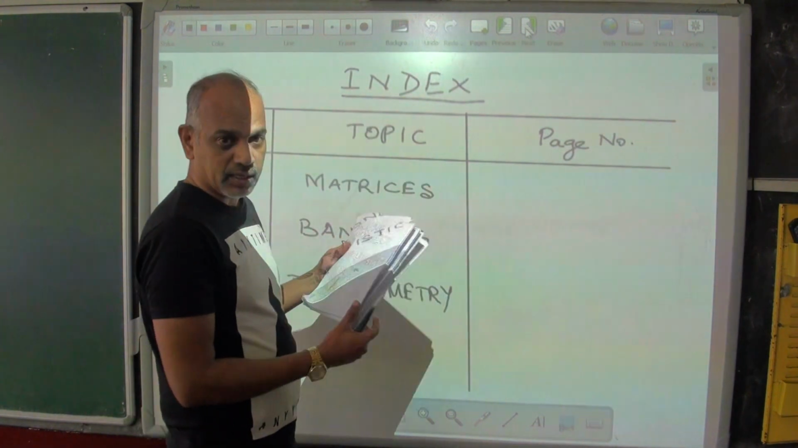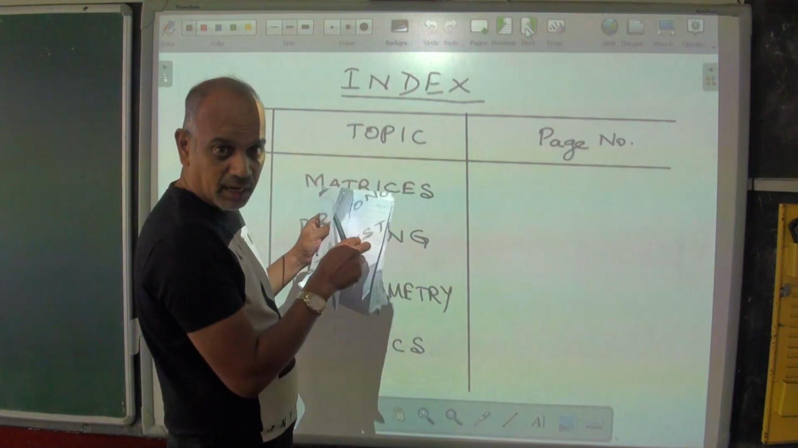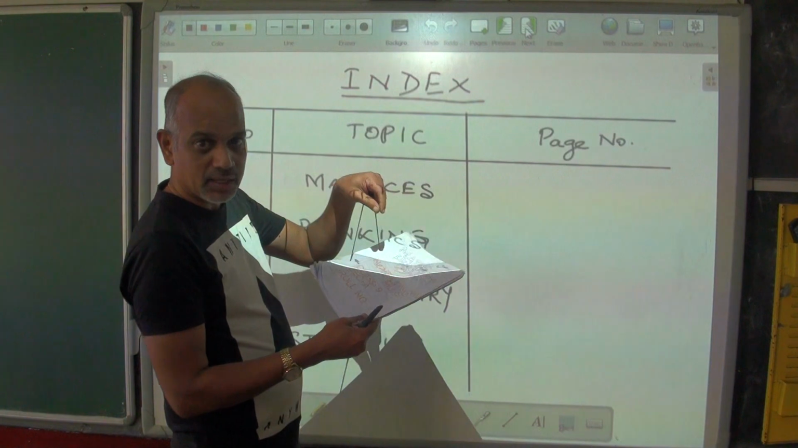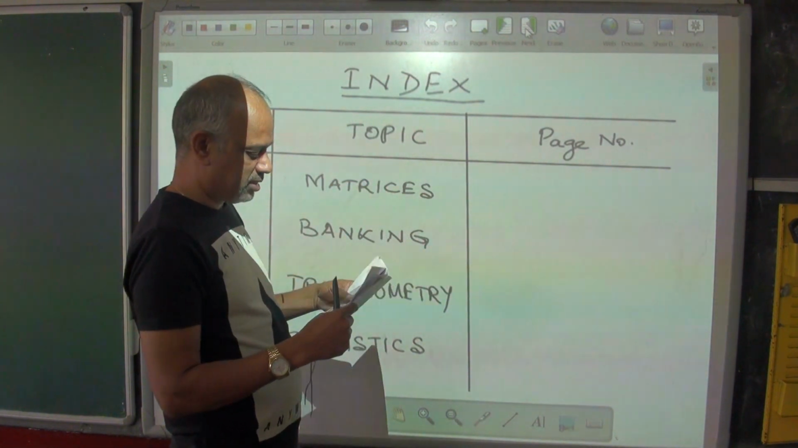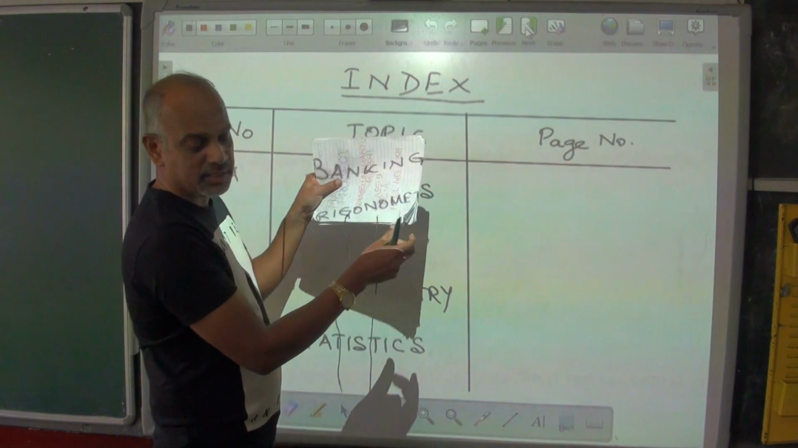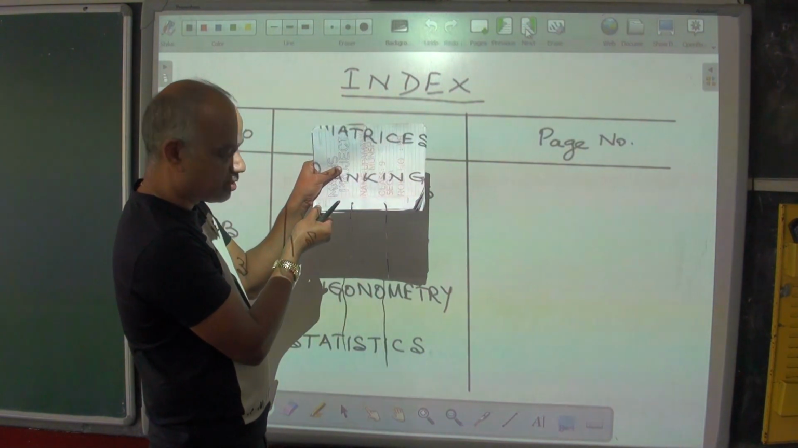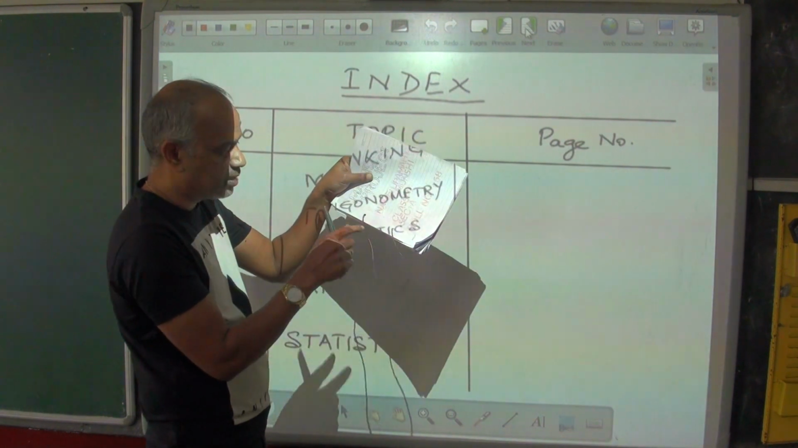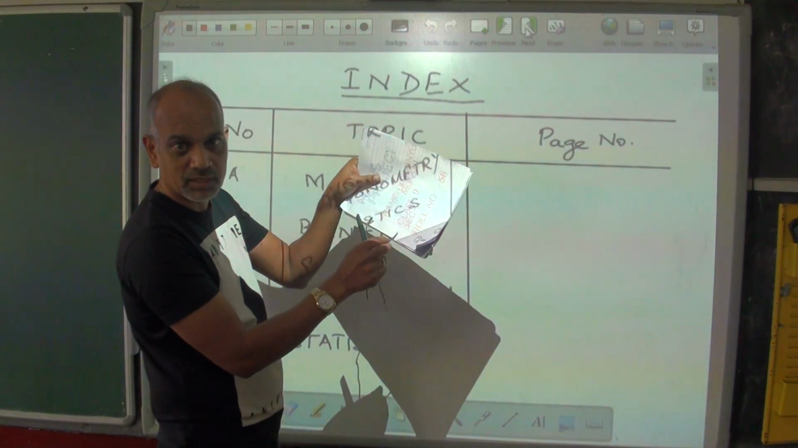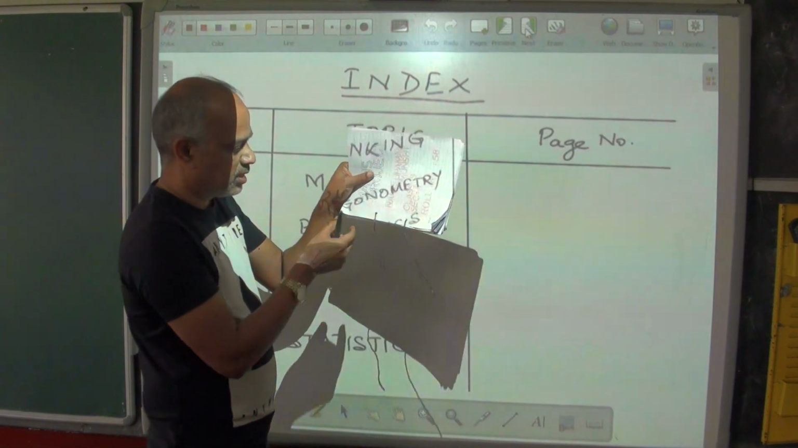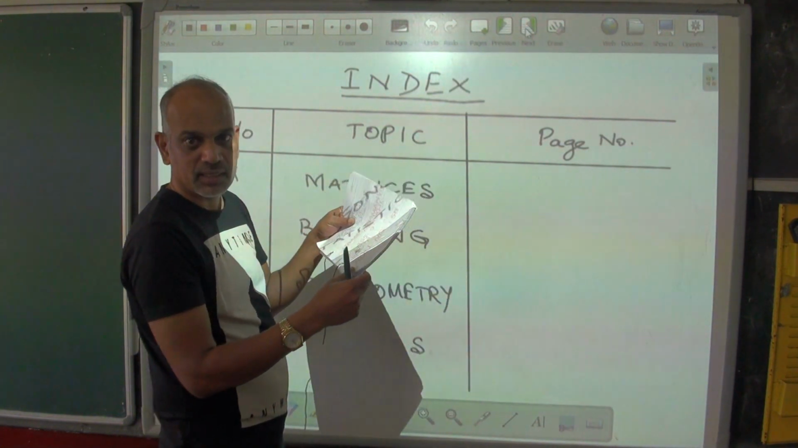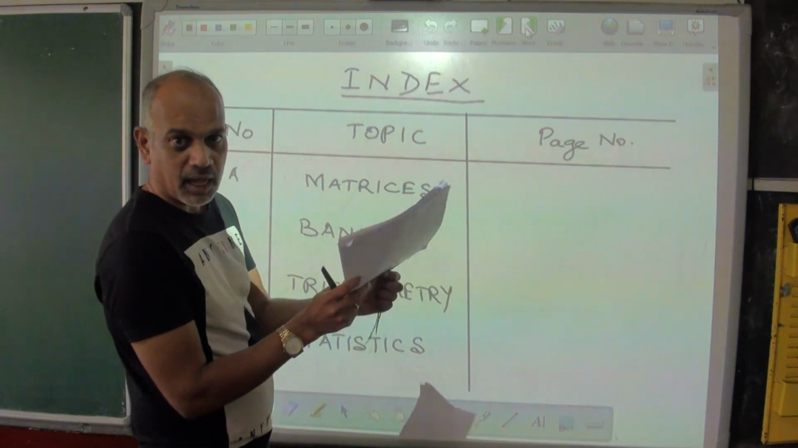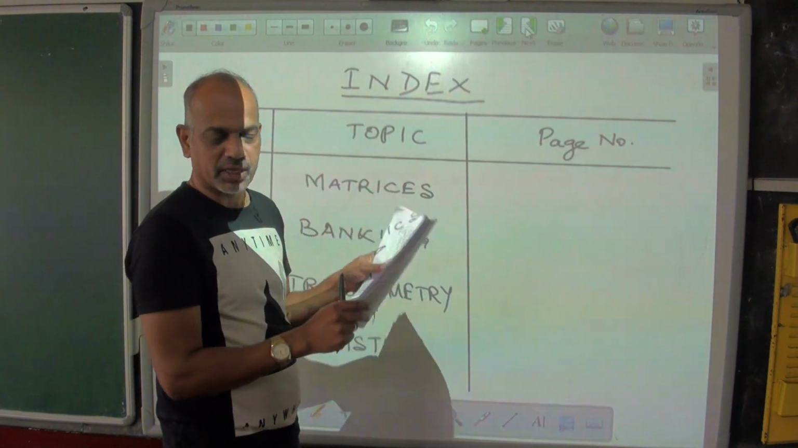Now, one more thing. After all your solution is done, you will not use any rope to tie it. Instead, you will staple this in 3 places. One on top, one in the middle, one below. No tying with ropes and threads. You will staple all this so that it doesn't come out loose. So that's how you will present your project.